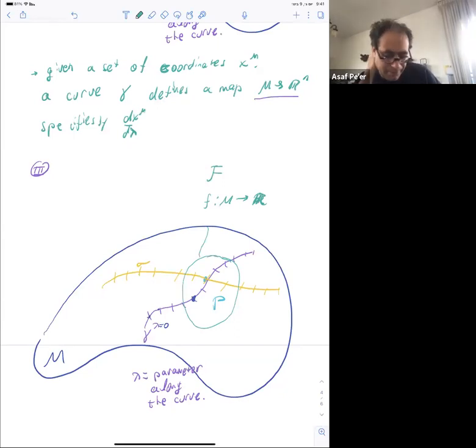So this is a space of all such functions. We specified that F is C infinity, which means it's infinitely differentiable. It's well-behaved functions.